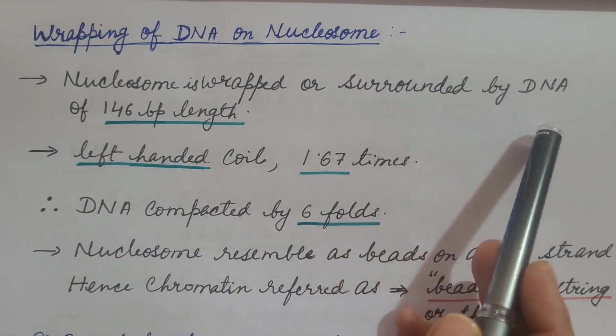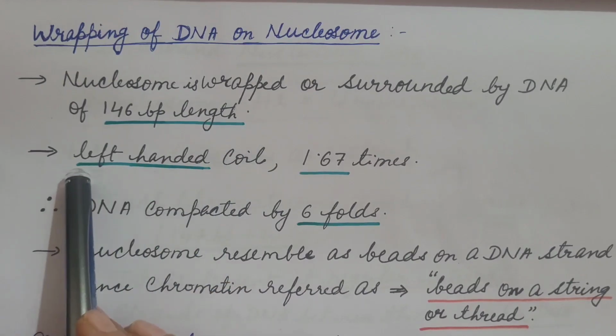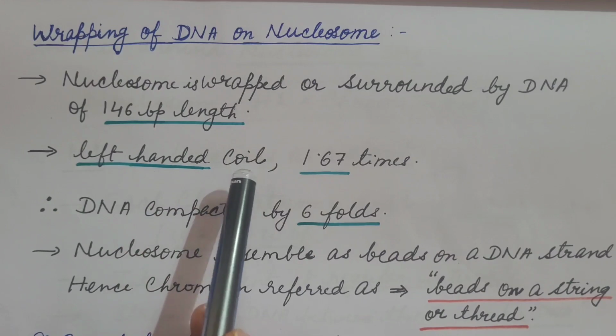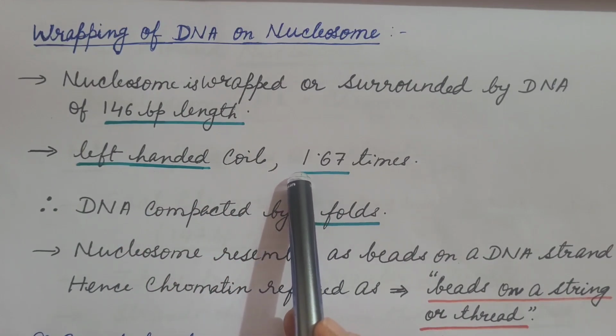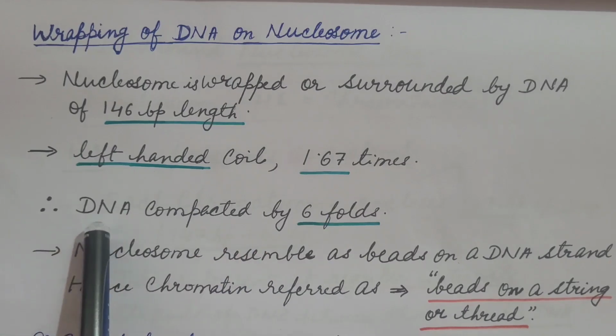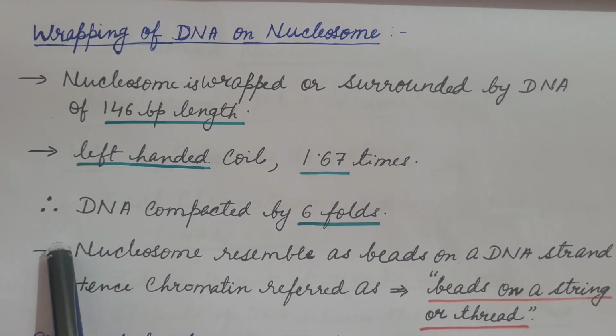Now wrapping of DNA on nucleosome. Nucleosome is wrapped or surrounded by DNA of 146 base pair length. This coiling of DNA around nucleosome is a left-handed coil and it wraps nucleosome 1.67 times. Therefore, DNA is compacted by 6 folds and nucleosomes resemble beads on a DNA strand. Hence, chromatin at this level is referred to as beads on a string or thread.